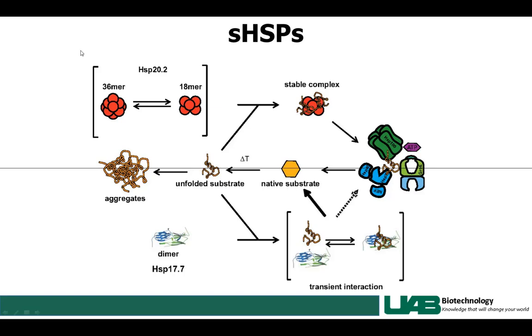And this is just another diagram for it. So you have these multimers that are formed. They form stable complexes with partially denatured proteins. And when you remove the insult, the temperature, then they can guide those denatured proteins to other chaperones that will assist in their folding.